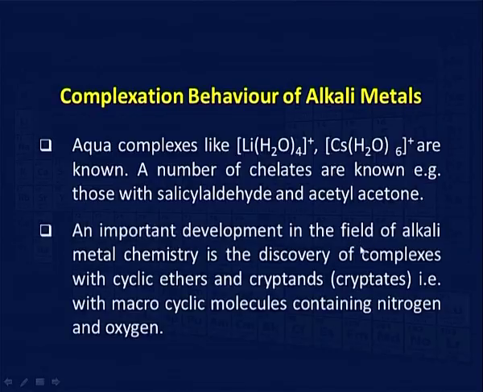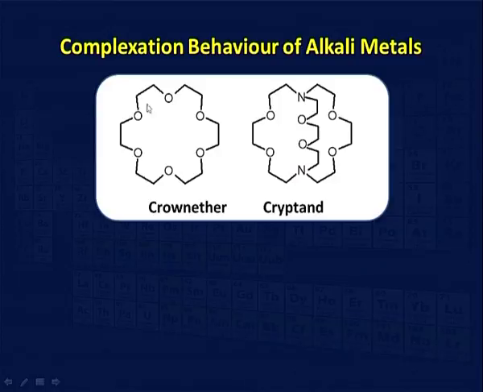Now, an important development in the field of alkali metal chemistry is the discovery of complexes with cyclic ethers and cryptands. Cyclic ethers are generally formed by combination of glycols. Glycol is nothing but CH2OH, CH2OH, and you can have different sizes and create a cavity. See here, this is a crown ether. You can have this called 18 crown 6. If you count the number of these sites or bonds, there are 18, and since there are 6 oxygen atoms, it is called 18 crown 6.